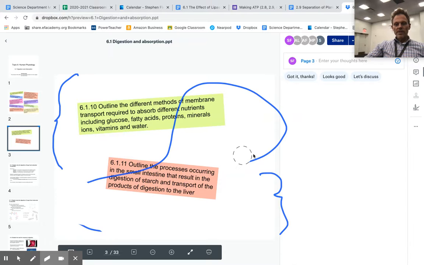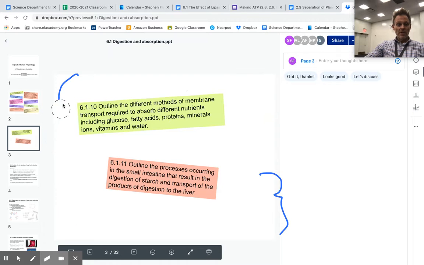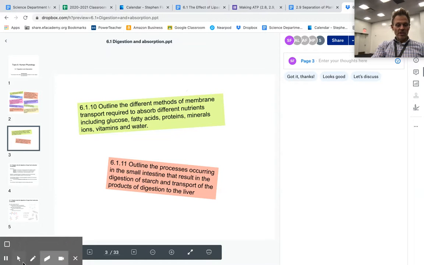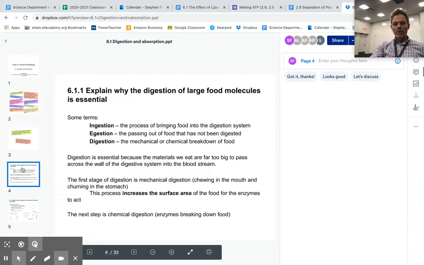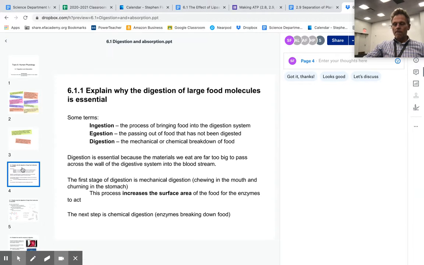We're going to start off with 6.1.1. And 6.1.1 basically is just like, why do we even need to break down food into smaller pieces? Why don't you just eat a hamburger and just put that hamburger into your blood? Which sounds delicious. But no, we need to break them into smaller parts.